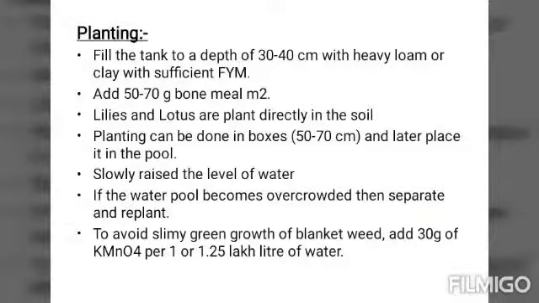Then the third step: lilies and lotus are planted directly in the soil. The planting can also be done in boxes. You can do the planting in boxes of 50 to 70 centimeter on every side. After the establishment, put the box in the pool. After you do the planting, you place the box inside the pool, and after that slowly raise the water level.